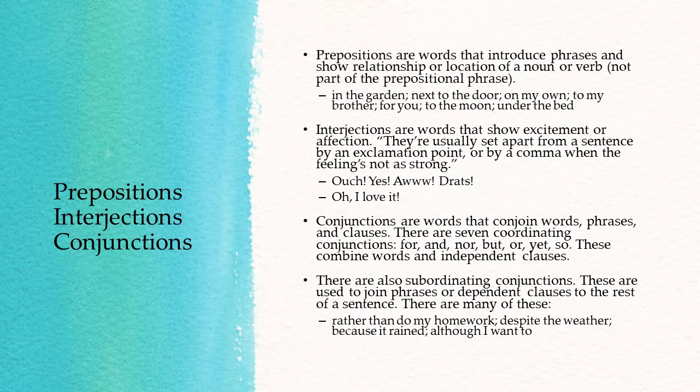Conjunctions are words that conjoin words, phrases, and clauses. There are 7 coordinating conjunctions, and they are for, and, nor, but, or, yet, so. And they can be remembered using the acronym and mnemonic device FANBOYS. So these coordinating conjunctions are used to combine words and independent clauses. There are also subordinating conjunctions, and these are used to join phrases or dependent clauses to the rest of the sentence. And there are many of these.